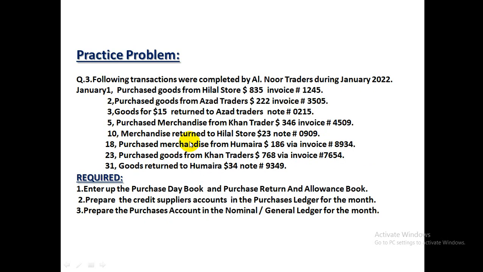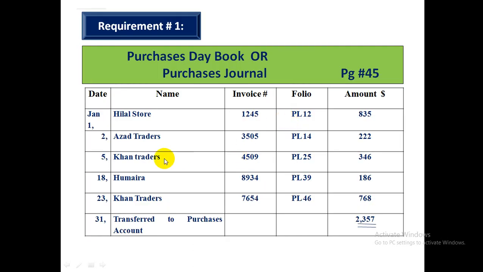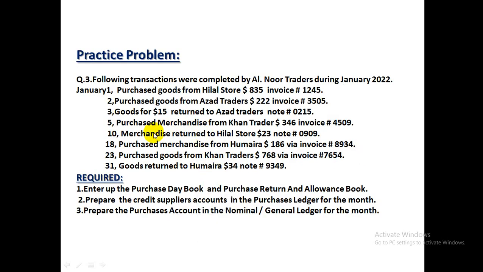Let's see the next transaction. This is about return, so it will not be recorded in the purchases journal. Yes, on 5th January we are again purchasing merchandise from Khan traders. Invoice number is given, amount is given. Khan traders, 5th January, invoice number, amount. Now again a new number for his ledger is to be given, any number other than these two which we had already used. PL stands for purchase ledger of Khan traders. Let's see which transaction will come next.